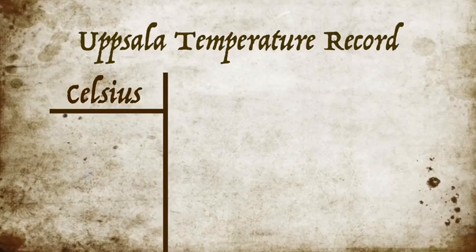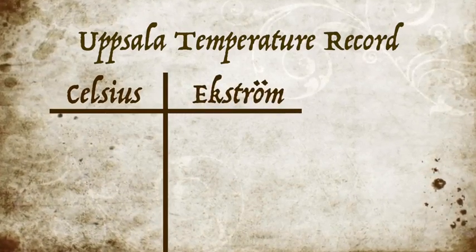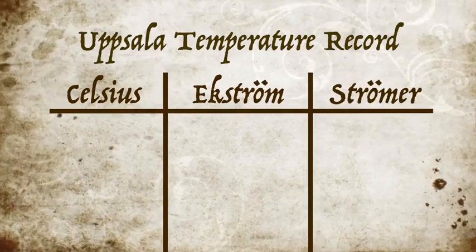So who reversed it? Who do we have to thank for the modern Celsius temperature scale? Well, in 1745, just a year after Celsius's death, a new column appears in the Uppsala temperature record, using the modern scale, and at the top it's got the heading Ekström. Now, Ekström was the instrument maker at Uppsala. In 1747, another column is added with the heading Strömer, who was Celsius's successor as professor of astronomy. Again, it's got the same modern scale.